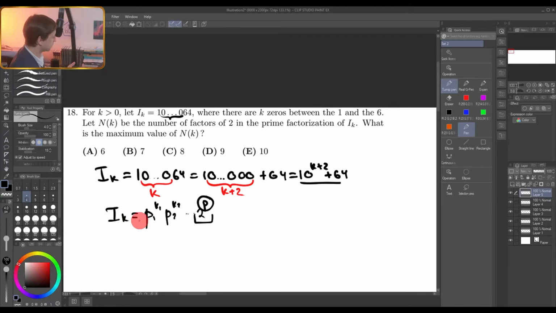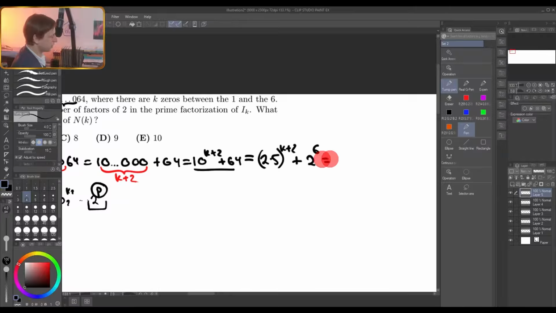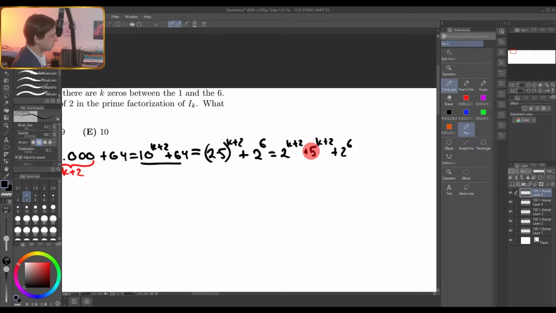And this is it. Of course, it depends on k. It is our main goal to find it. So let's understand what power of 2 is present here. You obviously noticed that 64 is a power of 2. It's 2 to the power of 6. The 10 to the power of k plus 2 also is divisible by 2, and it can be represented as 2 times 5 to the power of k plus 2. And you can see here we have the expression 2 to the power of k plus 2 times 5 to the power of k plus 2, plus 2 to the power of 6. And it obviously contains powers of 2.